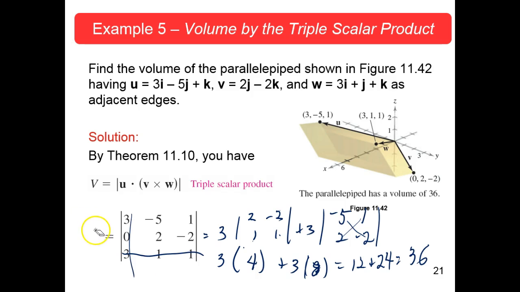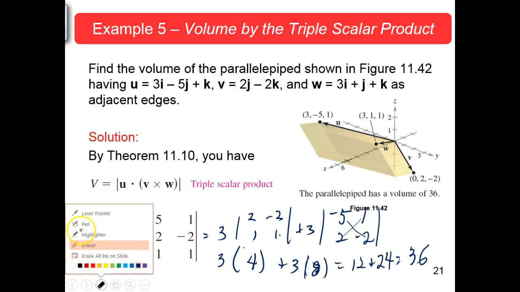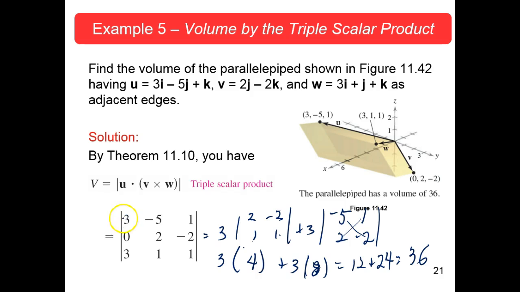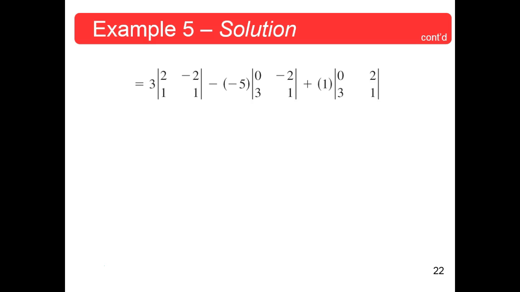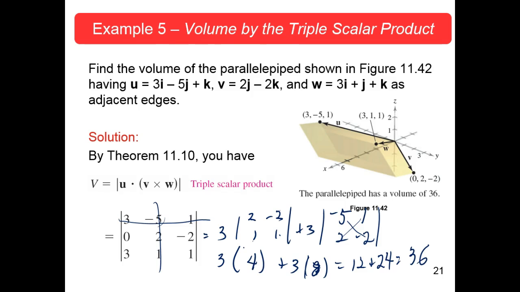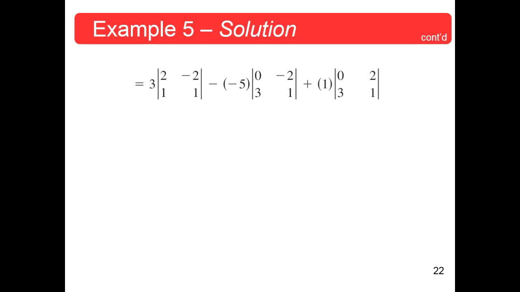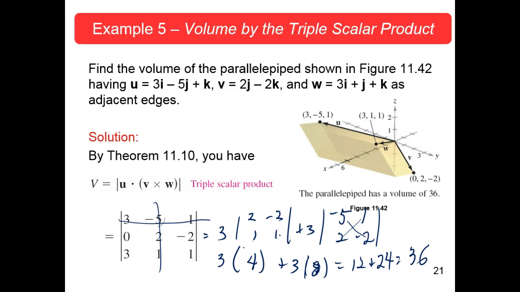If you're going across and you're using this one, you wipe out that row and that column. And that's, they do a minus 5, and then the determinant of what's left here. 0, minus 2, 3, 1. And then finally on the last one, it's a 1 times, wipe out that row and column, and it's 0, 2, 3, 1. And it's a plus 1 then, because remember, it's plus, minus, plus.